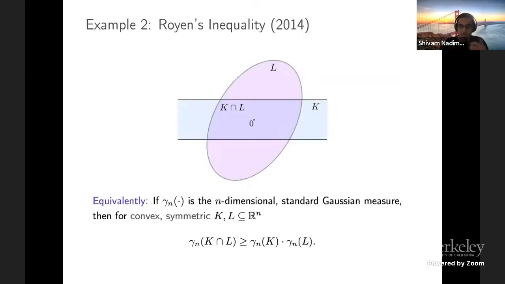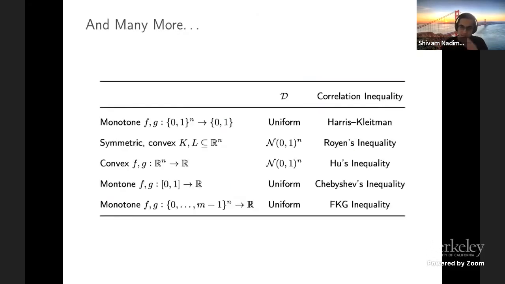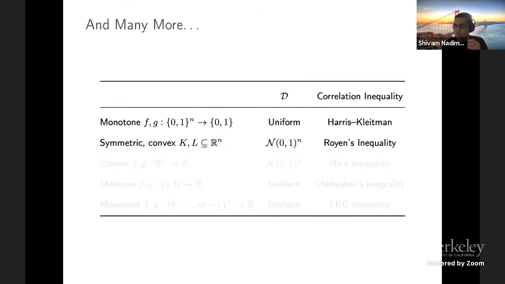Another way of stating Royen's result is as follows. It simply says that the Gaussian measure of the intersection of two symmetric convex sets is at least the product of the Gaussian measures of the sets themselves. And there are many other correlation inequalities for interesting classes of functions on different domains. But since we only have 8 minutes, let's focus on the two examples we just saw.